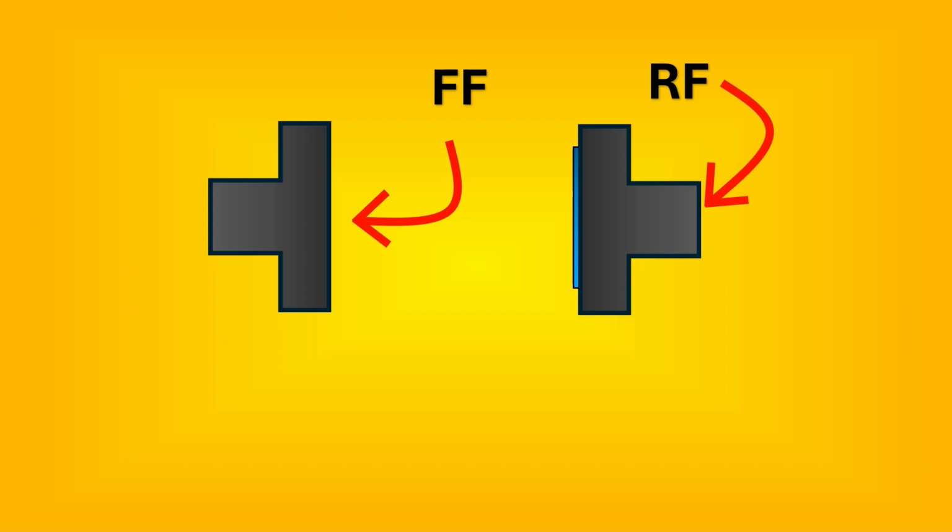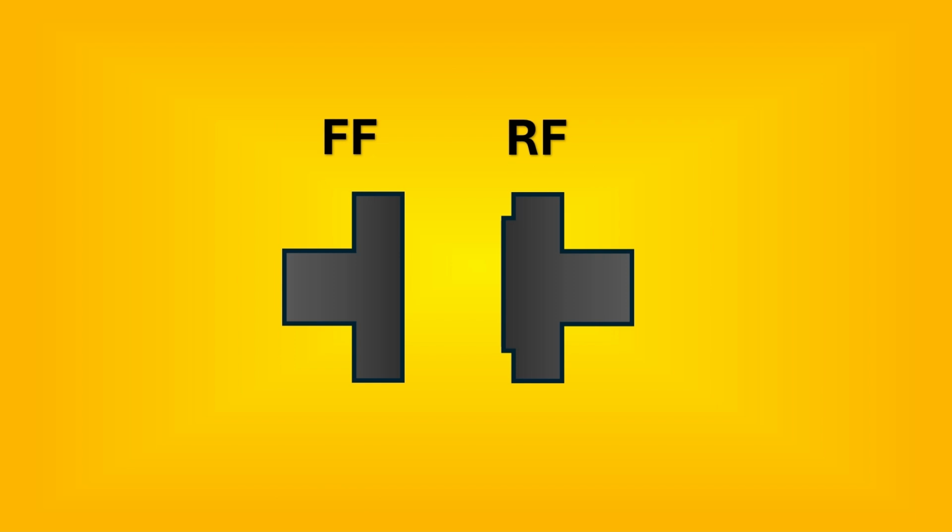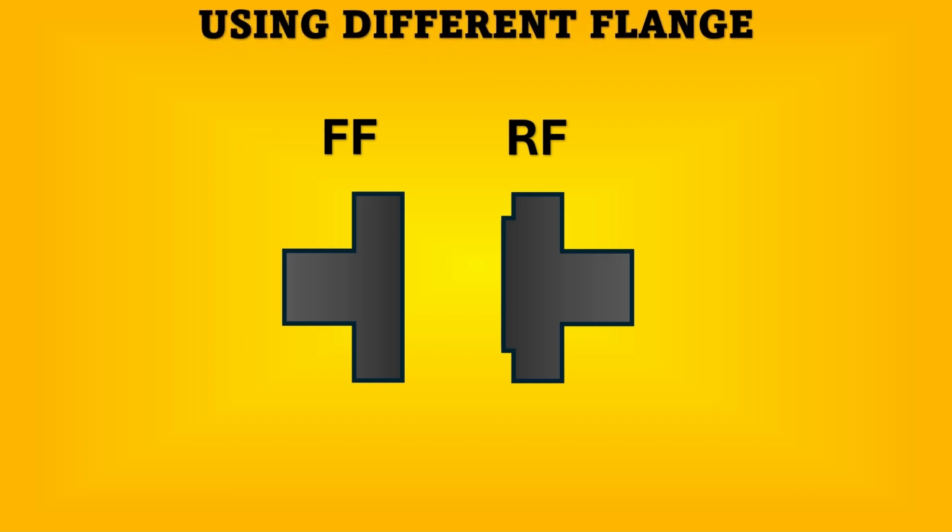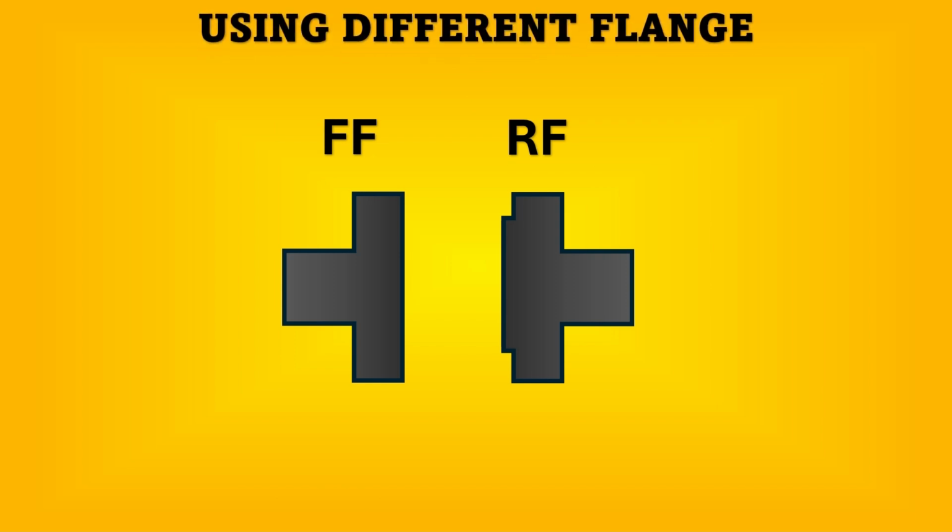We started with raised face because flat face is easier to understand now. In flat face there is no raised portion or elevation, so this is only used for low pressure and temperature applications. Can we use two different flanges and mate them together? The answer is that it is extremely not a recommended practice to have flat face on one side and raised face on the other side. Both of them are preferred to be either raised face or flat face depending on the application.